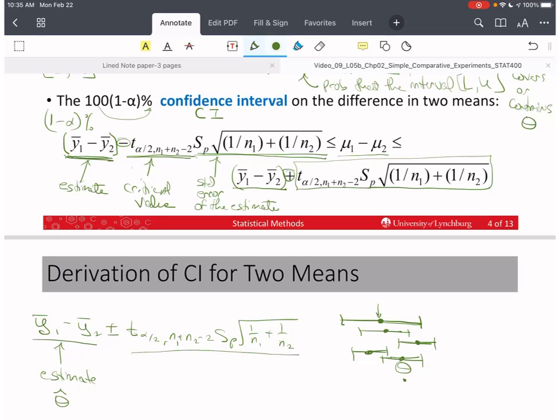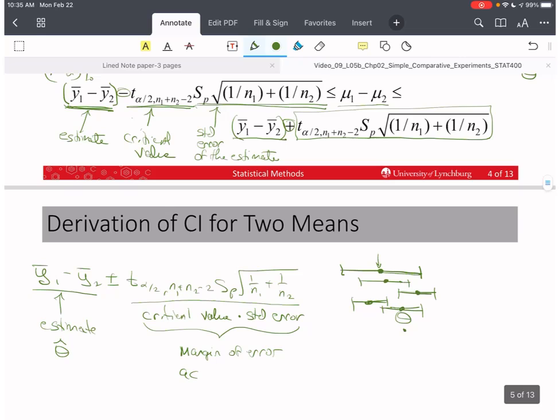And then this is our critical value times the standard error or the standard deviation of the estimate, and this is called our margin of error. Some may call it accuracy, although that can be misleading, or we could just say error. So we may abbreviate it MOE or E. So we have theta hat plus or minus E as one way to write our confidence interval.